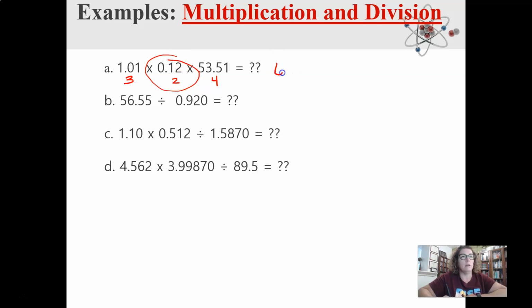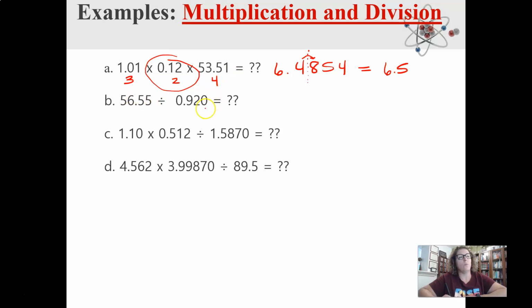So the calculator says 6.4854, and I'm just going to go ahead and stop writing there because there were more digits. But my answer is only going to have 2 sig figs. So I'm going to cut it right here. And because the digit after this 4 is greater than 5, I'm going to round that 4 up. So 6.5. Okay? The next one, I see 56.55, and I'm going to divide that by 0.920. Okay?